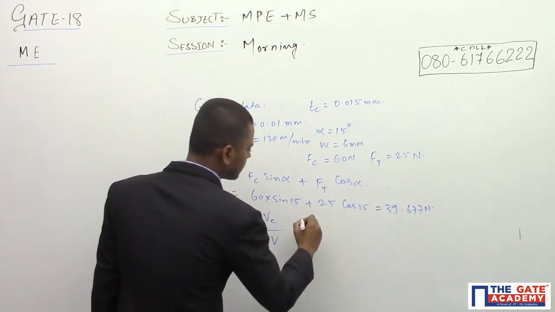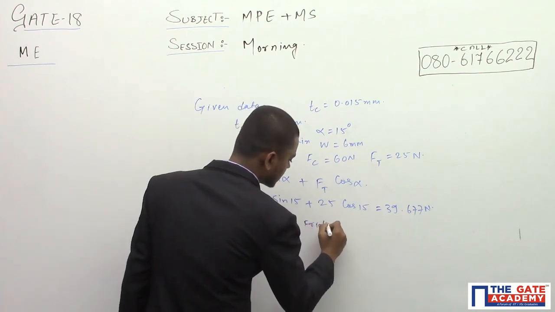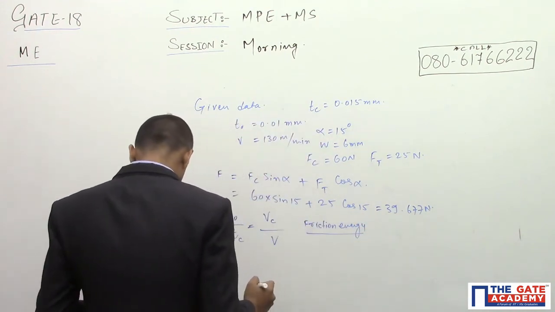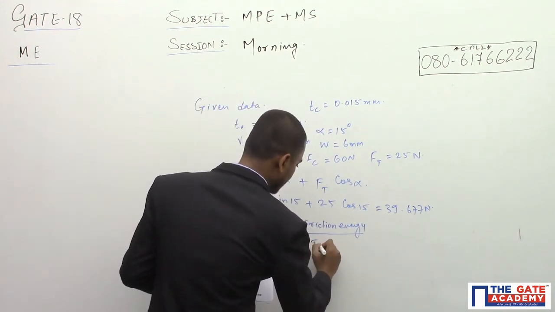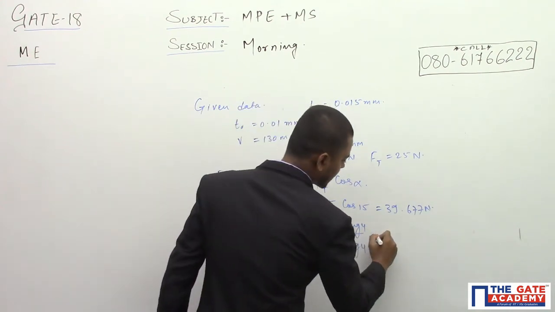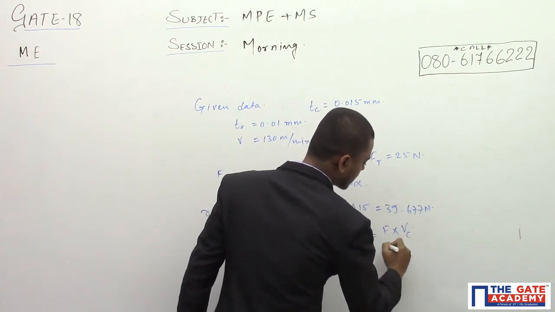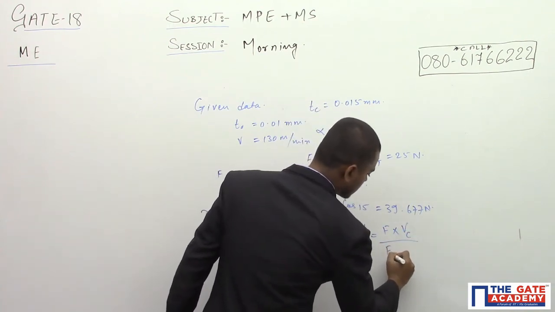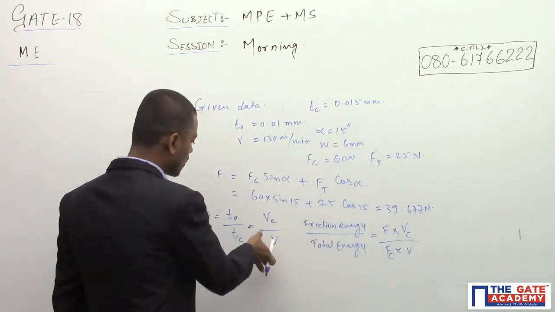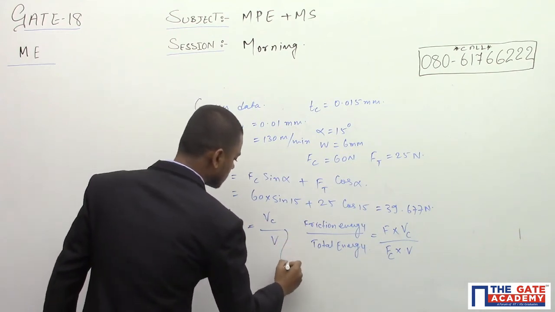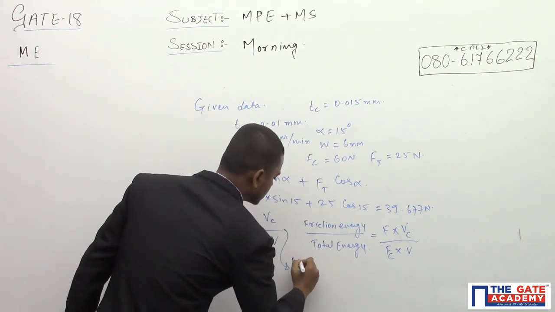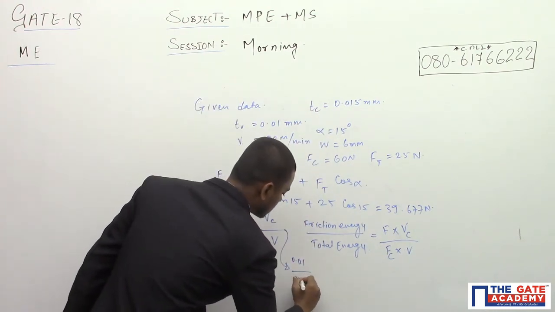Now we have to find out the ratio of the friction energy upon the total energy. So friction energy will be F into the chip velocity, upon total energy, which will be cutting force multiplied by the cutting velocity. Now we know this VC upon V is equal to T0 upon TC, so 0.01 upon 0.015.